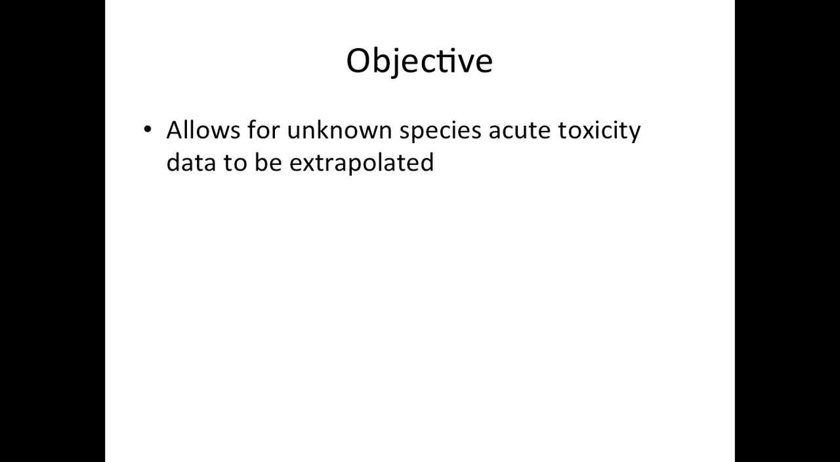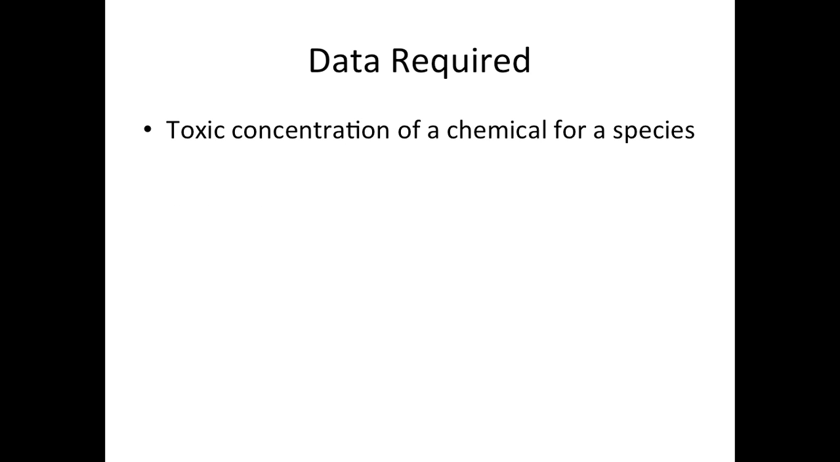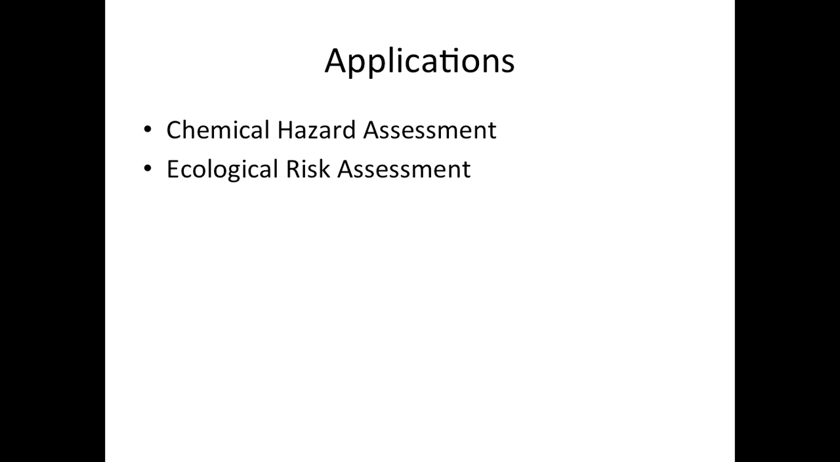The objective of the model is to allow unknown species acute toxicity data to be extrapolated from toxicity to one known species. It's based on the assumption that toxicity data for related species are representative of species with no data. The only data required is the toxic concentration of a chemical for the surrogate species. It can be used in chemical hazard assessment and ecological risk assessment.